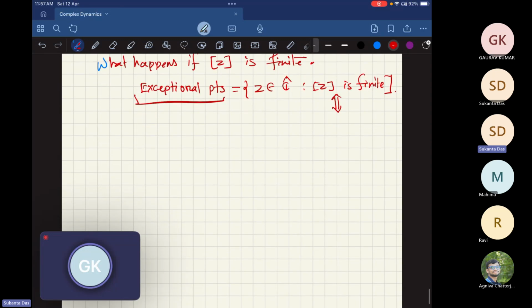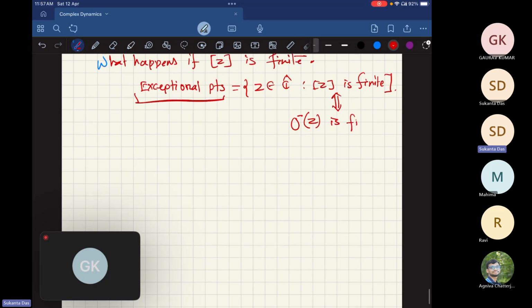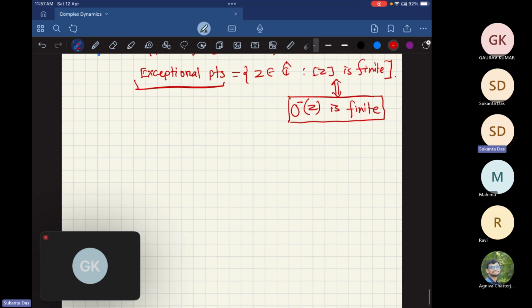Okay, what you are mentioning is true, that the grand orbit is finite. This is equivalent to saying that your backward orbit is finite. It can be shown that these two things are equivalent. It is enough to study the backward orbit, and if this is finite, then your grand orbit will also be finite. So what you are suggesting is that the exceptional points are the set of points such that this is finite, right, Gaurav?